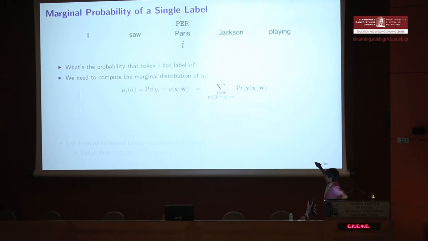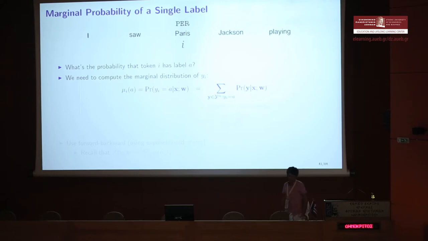For some reason I only care about what is the label at this position. What is the best label at this position? Or in particular, what's the probability that Paris is labeled as person given this sentence for your model? I have a model that computes probability distributions over full output sequences. It's normal that I can ask, well, what would you assign here?